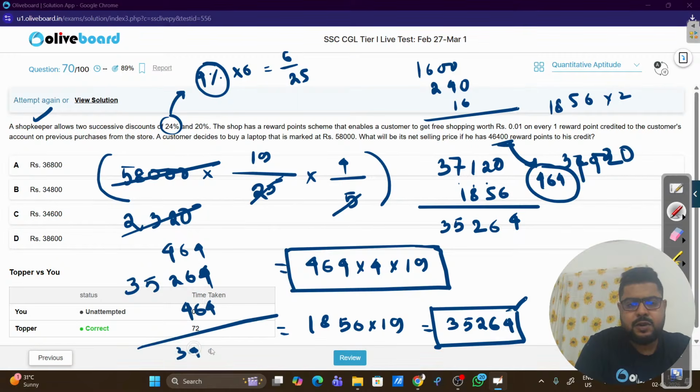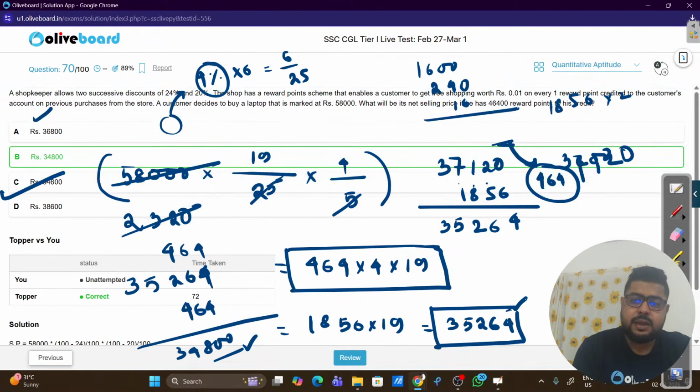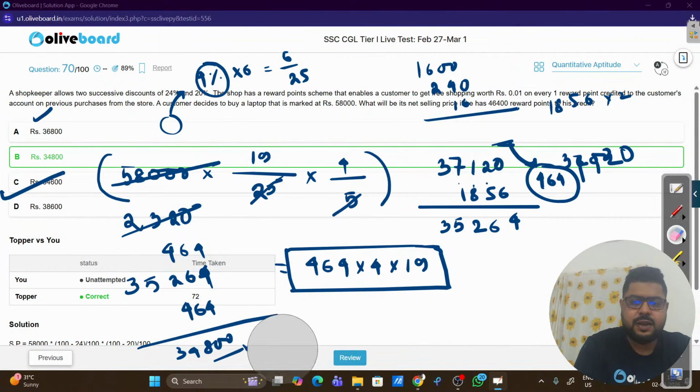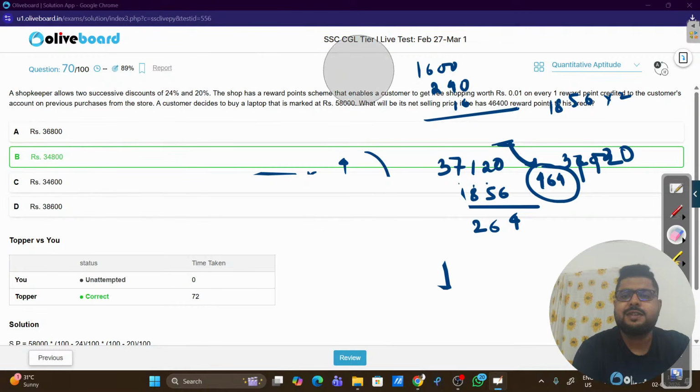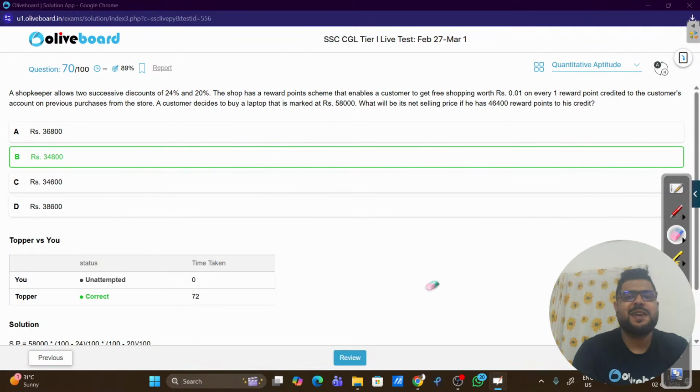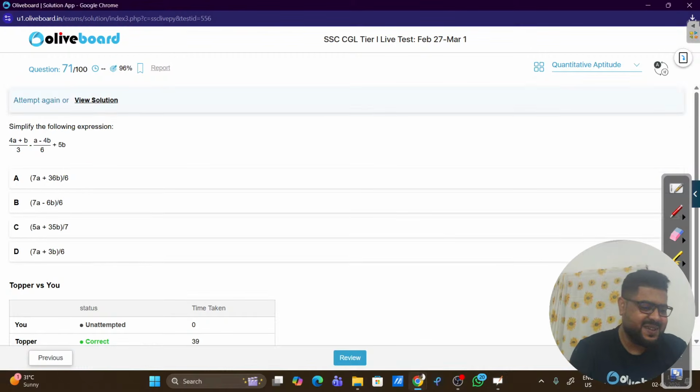So this is 3400, 800, 34,800. 34,800, option B, sir. Again, this is very difficult, solving bigger calculations like this, because I'm not used to this. Chalo.